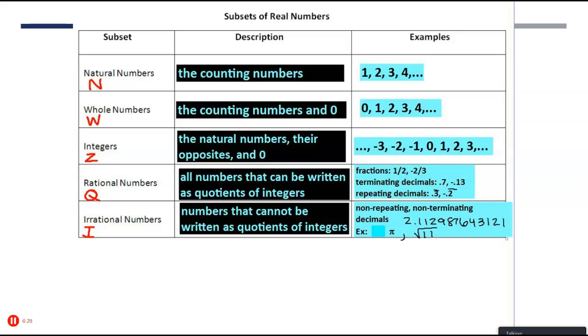Then you got older and you learned about negatives. So the negative whole numbers, meaning we still don't know about fractions yet, are the integers. So the integers are the natural numbers and all of their opposites plus still 0. I filled in some of it for you. Make sure you're getting the rest.